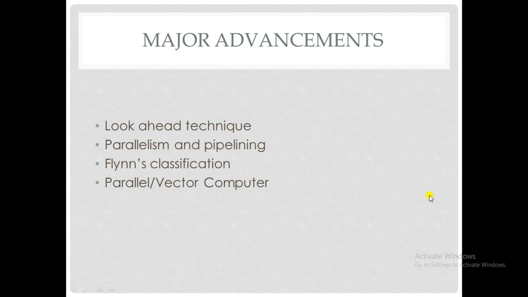Von Neumann architecture is built as a sequential machine and it executes scalar data. The sequential computer was improved from bit serial to word parallel operation and from fixed point to floating point operation. But there is a drawback for the von Neumann model. It is slow due to the sequential execution of instructions in the program. So we have to move to some advanced techniques: look-ahead technique, parallelism and pipelining, Flynn's classification, parallel or vector computer.